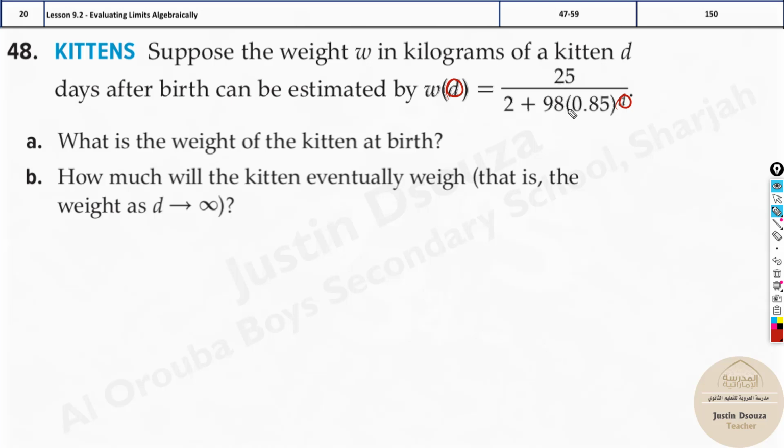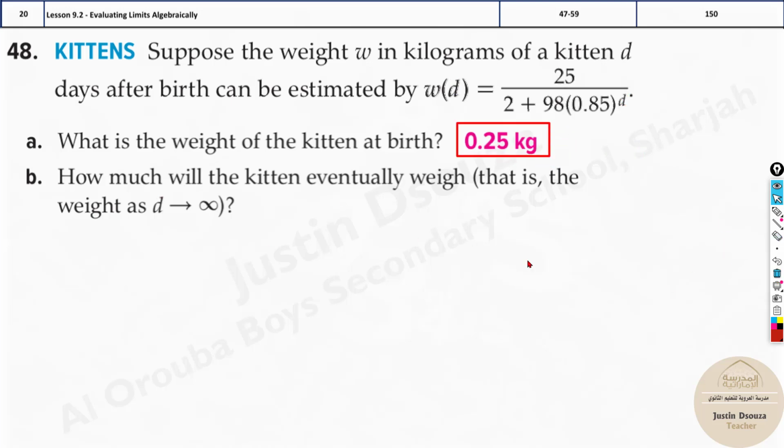Okay, the limit over here, just substitute this as 0, put it in the calculator, you will get the answer. So now what happens is when you put this 0, this entire thing becomes 1 because anything raised to the power 0 is 1. So it'll be 25 divided by 2 plus 98 times 1 is 98. It'll be 25 by 100, that is 1/4. So this is in kilograms, is it? Yeah, it's in kilograms over here that I mentioned. It's 1/4 kilogram or 0.25 kg.